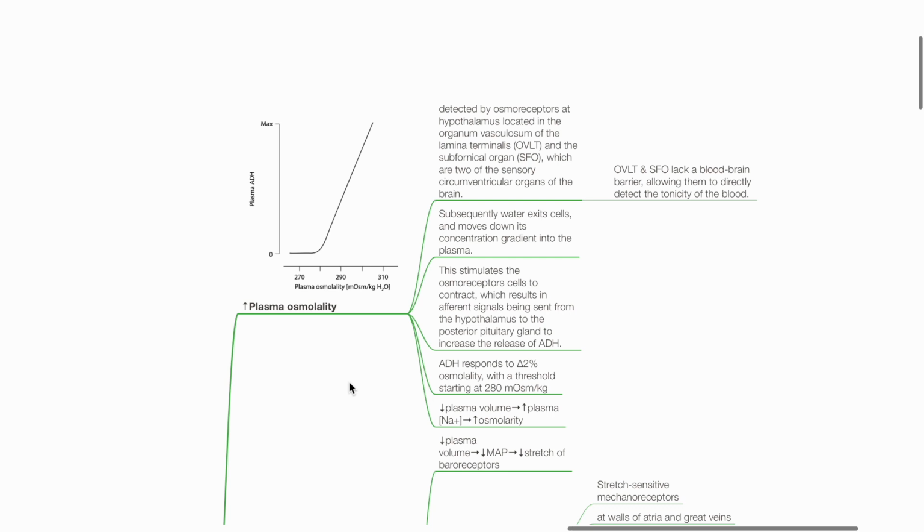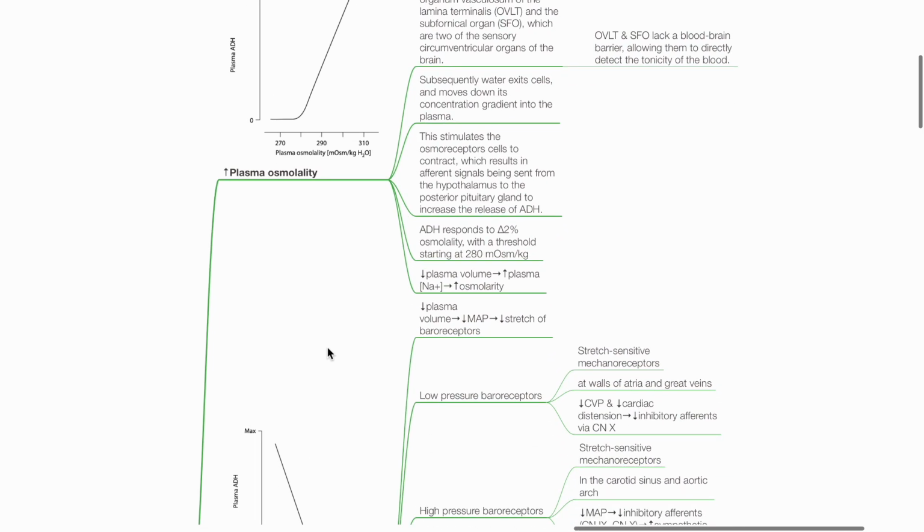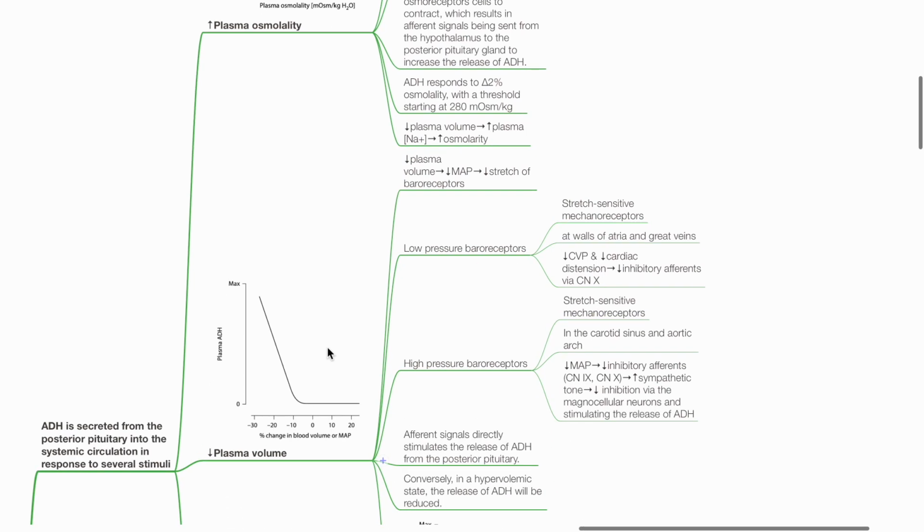This stimulates the osmoreceptor cells to contract, which results in efferent signals being sent from the hypothalamus to the posterior pituitary gland to increase the release of ADH. ADH responds to a 2% change in osmolality with a threshold starting at 280 milliosmol per kg. Reduced plasma volume also increases plasma sodium concentrations, which increases osmolarity.